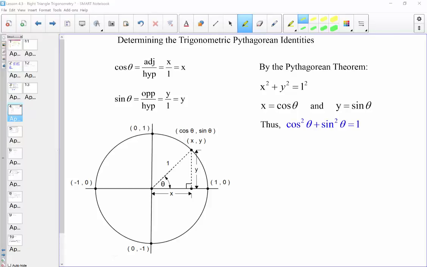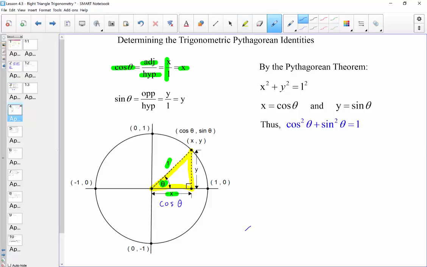To determine the trigonometric Pythagorean identities, we need to look at a right triangle within the unit circle. So here we have our right triangle, and we have angle theta. And in evaluating the cosine of theta, we know that the cosine of theta equals the adjacent side over the hypotenuse, which is x over the hypotenuse 1. X over 1 simplifies to x. Therefore, the cosine of theta equals x. Let's write that in our triangle. Cosine of theta underneath x.